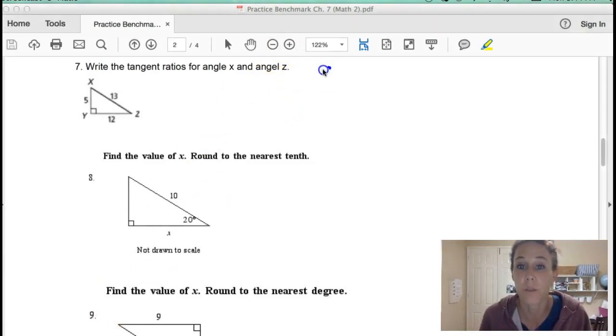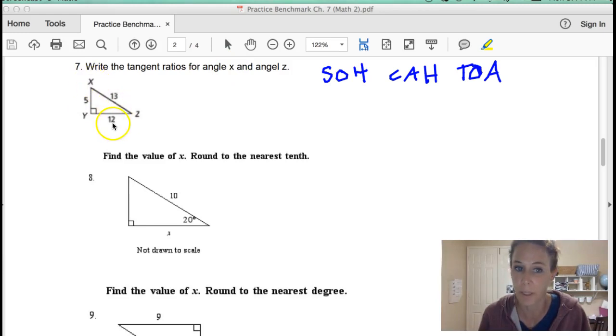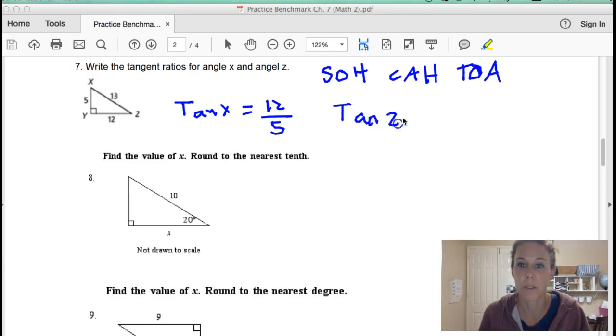All right, let's do the tangent ratios. So tangent was SOHCAHTOA, S-O-H-C-A-H-T-O-A. Tangent is going to be the opposite over the adjacent. So if we want angle x, the tangent ratio would be the opposite side over the adjacent side. Tangent of x is going to equal the opposite side, which is 12, over the adjacent side, 5. And if I want tangent of angle z, tangent of z is going to equal its opposite side over its adjacent side. So 5 over 12. And you'll notice these are reciprocals.